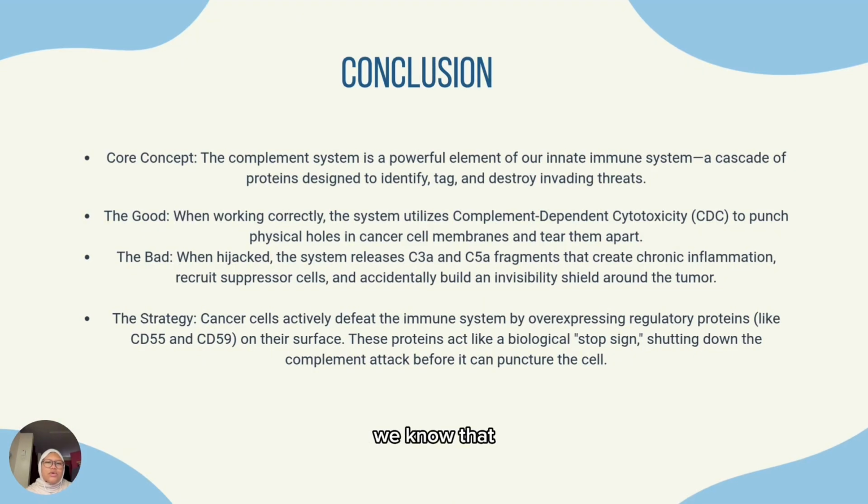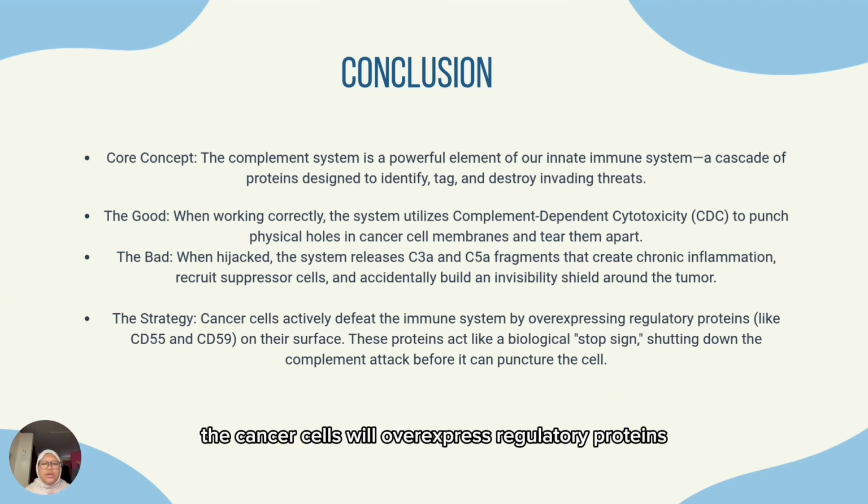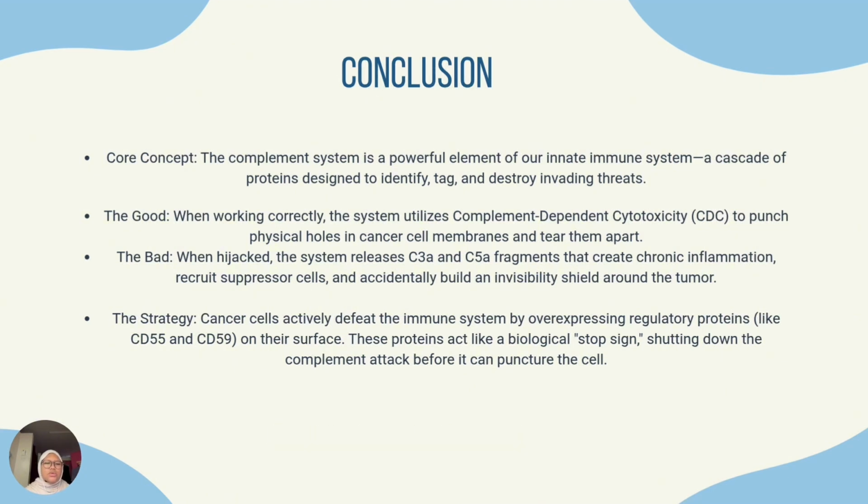As a whole conclusion, we know that the complement system is a powerful element in our immune system. On one hand, when working correctly, it will use CDC to destroy cancer cells. On the other hand, when hijacked, the system will release C3a and C5a that will create an invisibility shield around the tumor. So, as a strategy to defeat the immune system, the cancer cells will overexpress regulatory proteins like CD55 and CD59 on their surface. This will act as a stop sign and it will shut down the complement attack before it can puncture the cell.